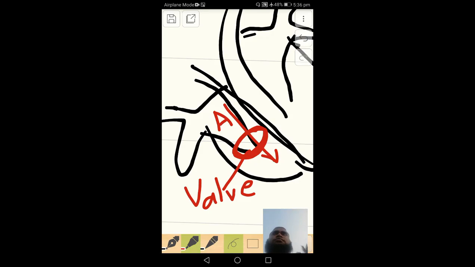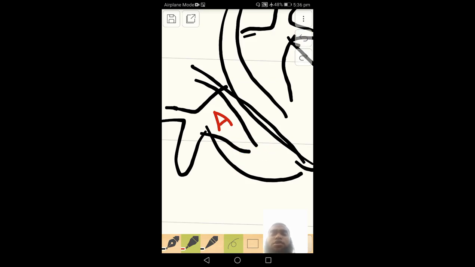Now what is a valve? A valve is simply a door that allows something to flow in one direction only. All right. Now look here. When the atrium contracts, then blood flows from the atrium to the ventricle, and the valve opens. Since there is a sideways pressure on the valve, the valve then opens.